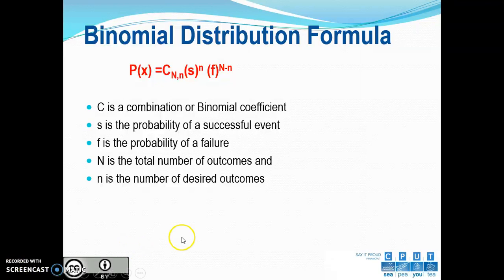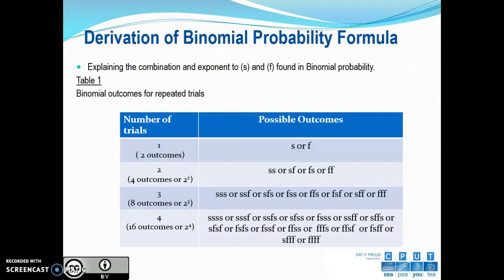Binomial formula, where C is a combination or binomial coefficient. S is the probability of a successful event. F is the probability of a failure. N is the total number of outcomes, and small n is the number of desired outcomes.